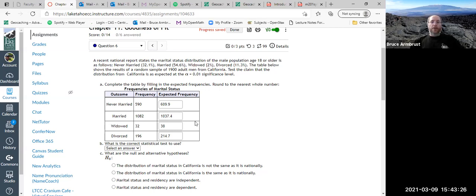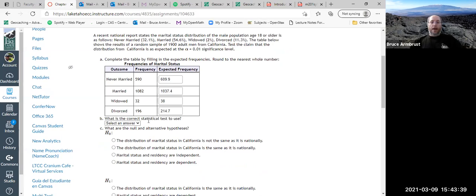All right, so before we go to a test, are we good with how to get the expected frequencies? We're just taking our sample size times the percentages we expect to see. All right, so what test are we going to use? Well, this is going to be a goodness of fit test.